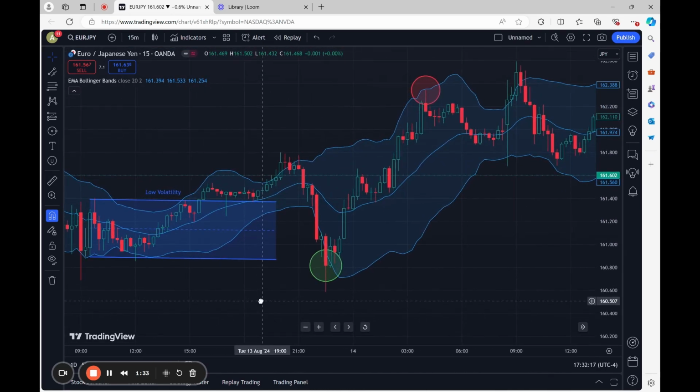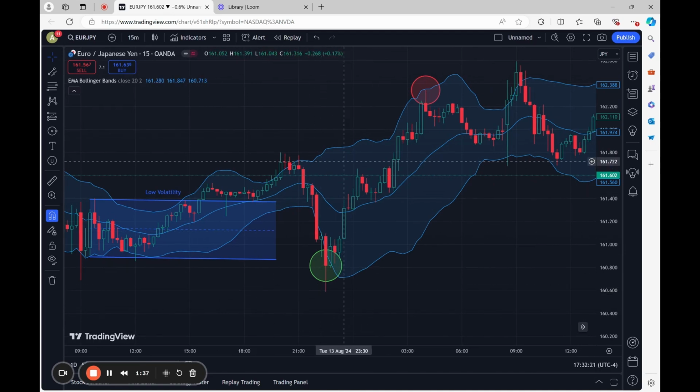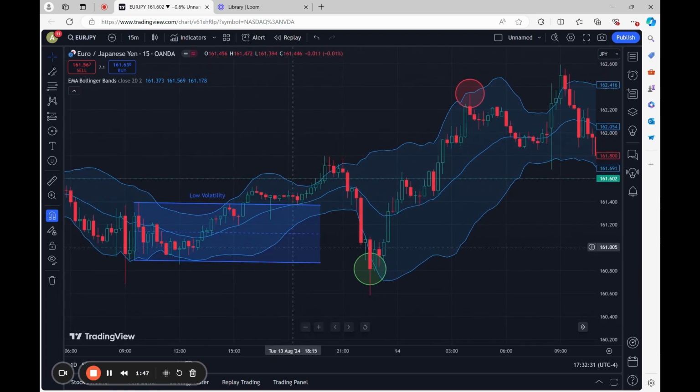And you're going to want to use the 20 EMA Bollinger Bands with 2 standard deviations. These outer lines can be used as support and resistance, which can tell us possible points of entry or exit. You can also identify times of low volatility, which is when you want to be prepared for a breakout to occur. As you can see right here, there are points of low volatility.